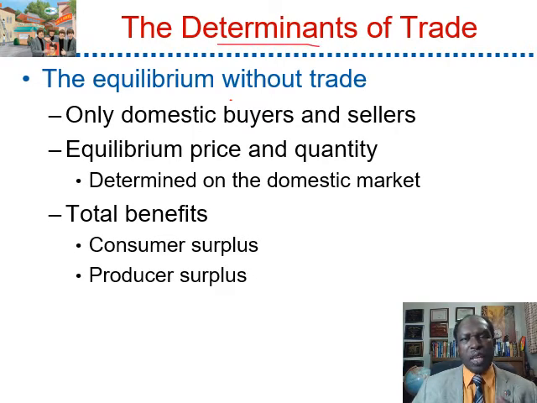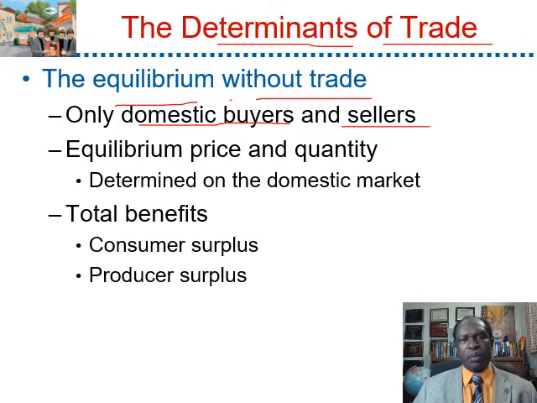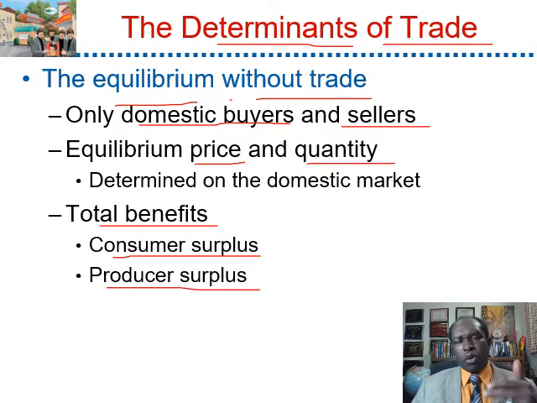Before we talk about the determinants of trade, let's talk about the market equilibrium without trade, with only domestic buyers and sellers. The equilibrium is determined by the supply curve and demand curve, and we have the equilibrium price and the equilibrium quantity. We can also find the total benefit: consumer surplus for the buyer and producer surplus for the seller. Total benefit equals consumer surplus plus producer surplus.